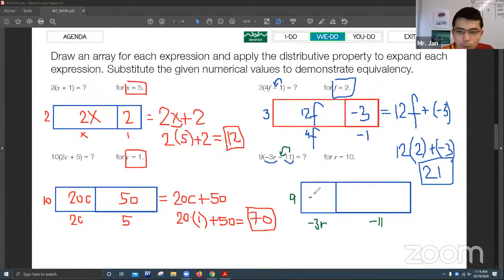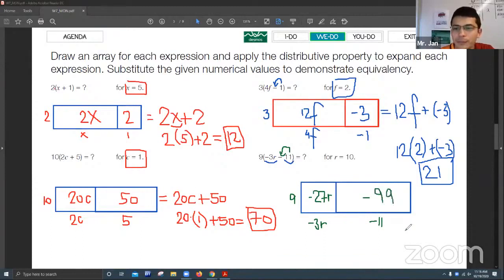Yes, it is -27. I have a couple of students, but don't forget to put r. If there is a variable, don't forget to put it next to the number. Okay, so what is the area for the bigger one? Yep. Oh, don't forget the negative sign, because you're multiplying a positive number with a negative number, so it's -99. Yes, it is -99.